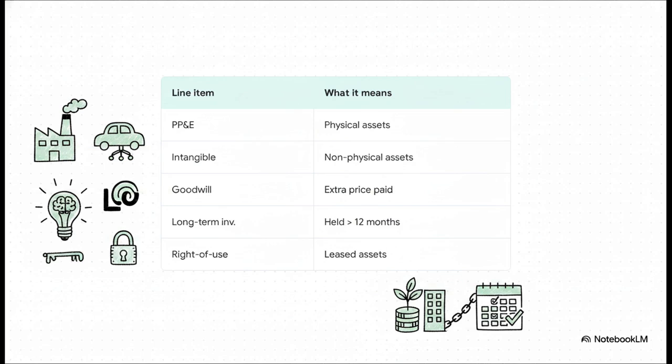Think brand names, patents, or multi-year software licenses. Then there's goodwill. Now, this is a really fascinating one. Goodwill is the extra premium paid when buying another business above the fair value of its net assets. We also see long-term investments, like shares in subsidiary companies, and right-of-use assets, which represent the value of your leased assets, like a 5-year store lease.